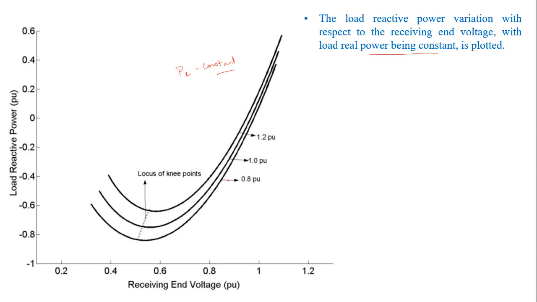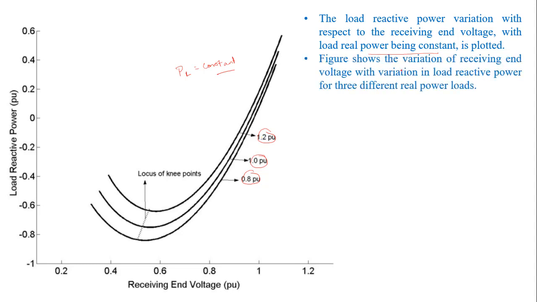You can see here, for different constant real power loads, the plot has been done of the load reactive power versus the receiving end voltage. The figure shows the variation of receiving end voltage with variation in the load reactive power for three different real power loads. Again, the locus of the knee point is marked here. The knee points are marked here. This is your locus of the knee point.